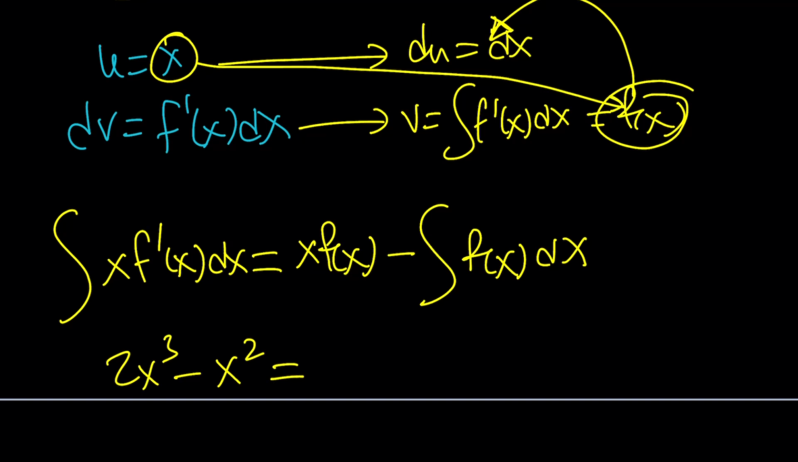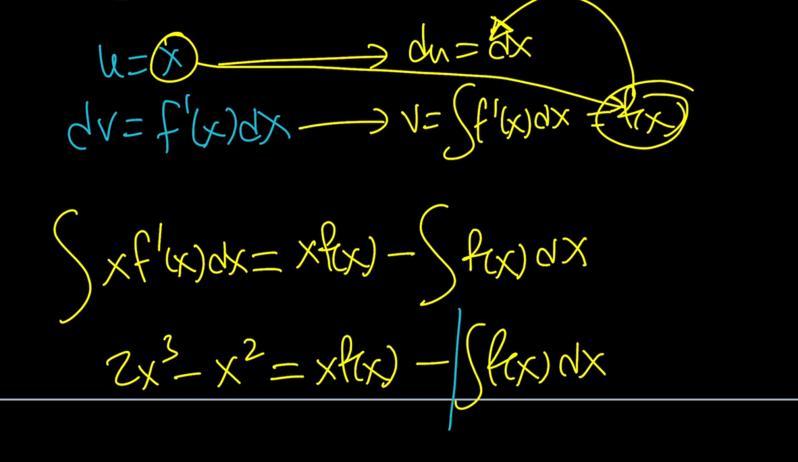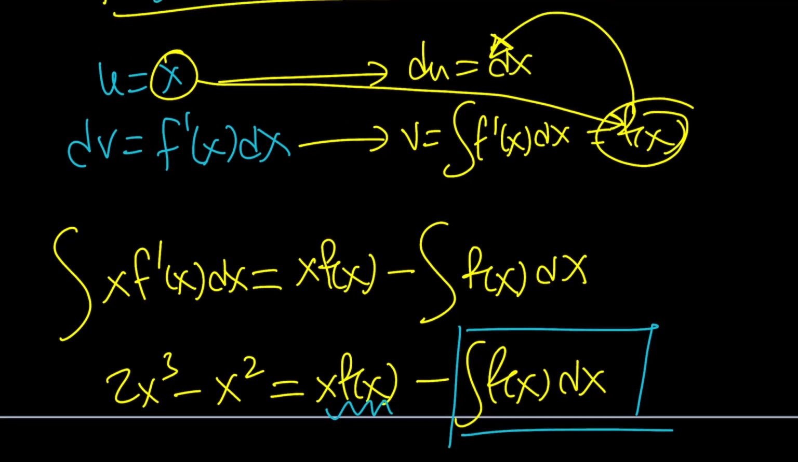Now, what is x times f of x? Do we know what f of x is? We don't. So we can go ahead and leave it like this, and we're trying to solve for the integral of f of x dx. So this is what we're trying to solve for, but we don't know what this equals. Therefore, looks like we're stuck here. Unfortunately, this method did not yield any solutions.